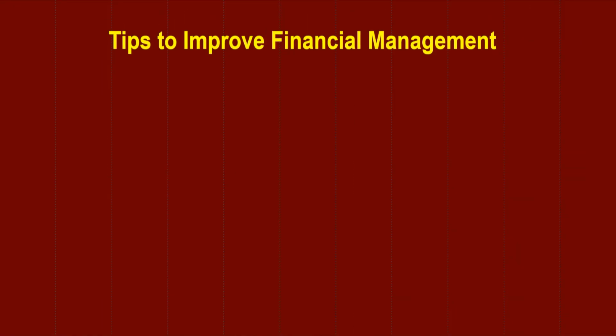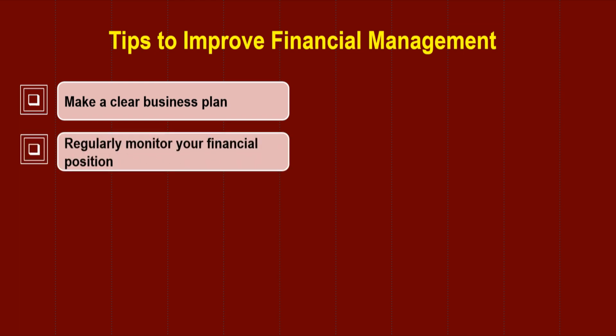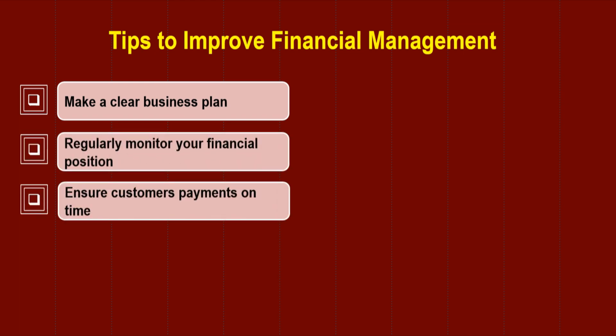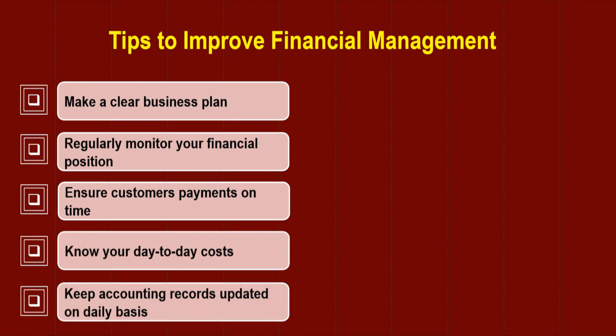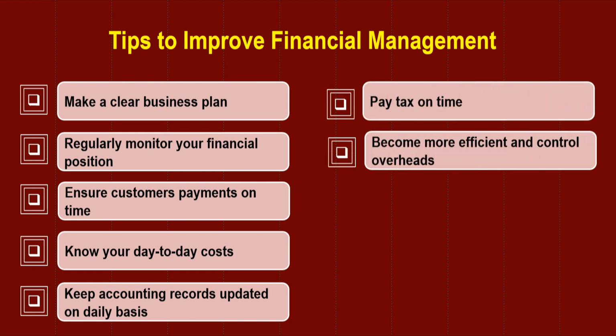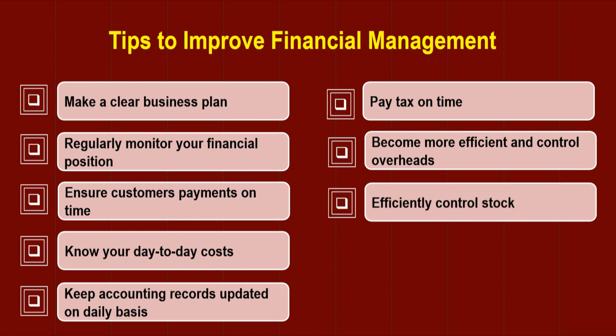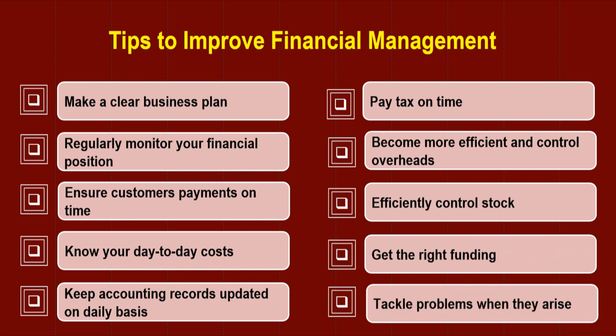Now, lastly, let us discuss the different tips to improve the financial management. First is you must make a clear business plan or a project report. Then regularly monitor your financial position, ensure customers' payments on time, know your day-to-day costs, keep accounting records updated on daily basis, pay your taxes on time, become more efficient and control the overheads, efficiently control the stocks, get the right funding and tackle the problems whenever they arise.